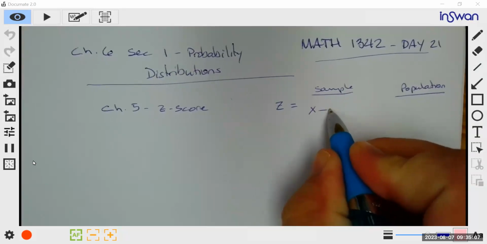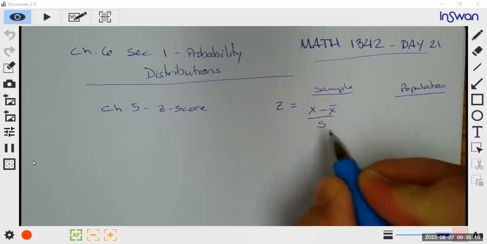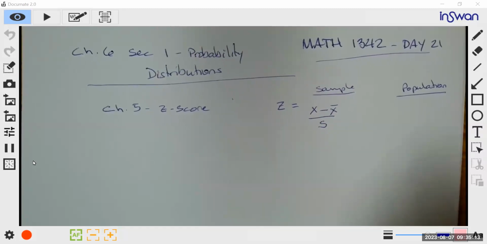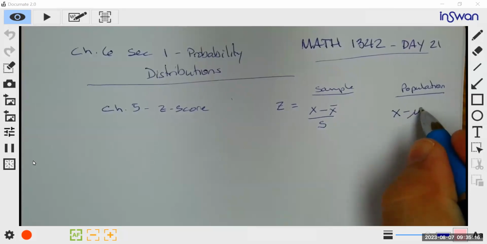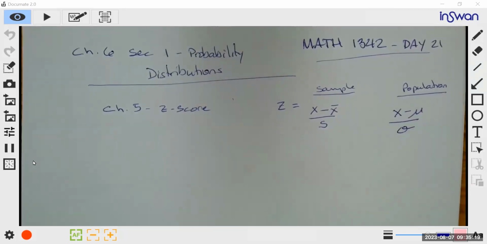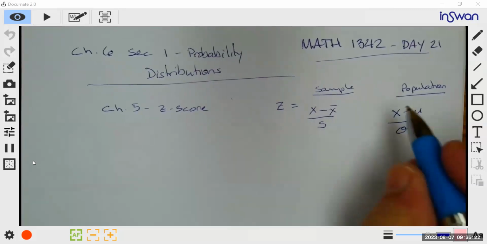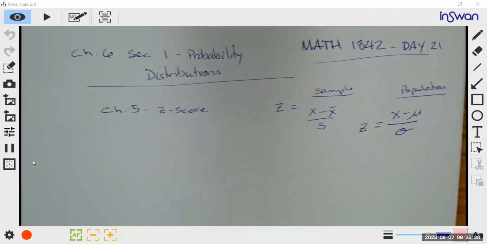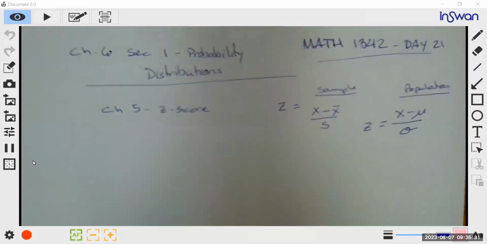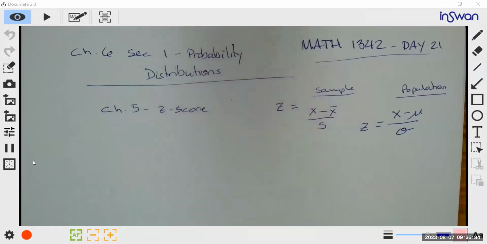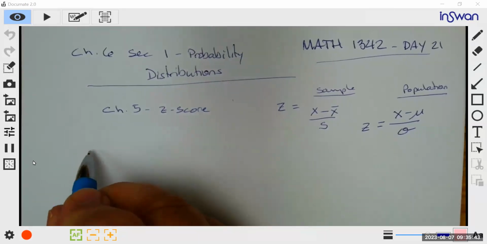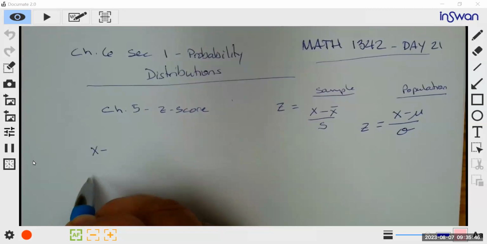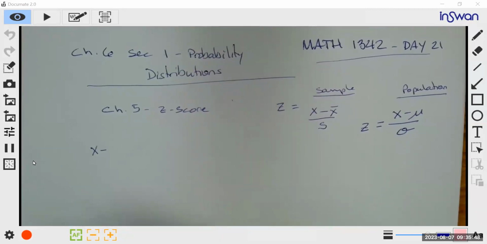In a sample, we use our alphabetic letters. In a population, we use the Greek letters. That's how you can tell which one you're looking at. What's that? A? This one?